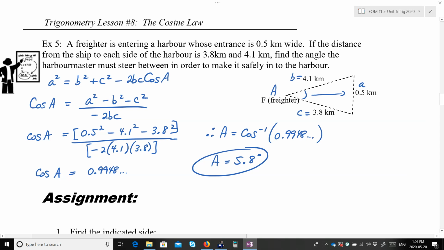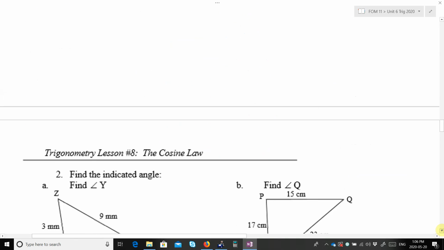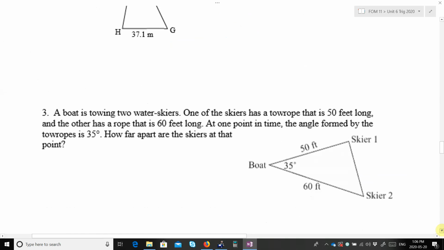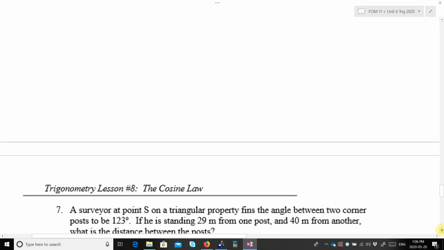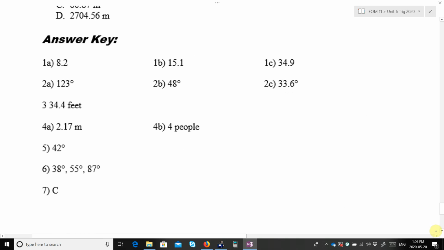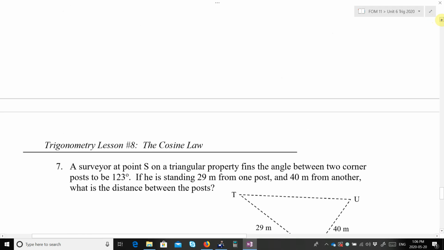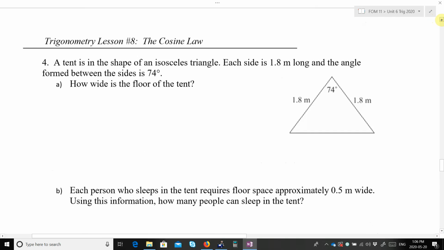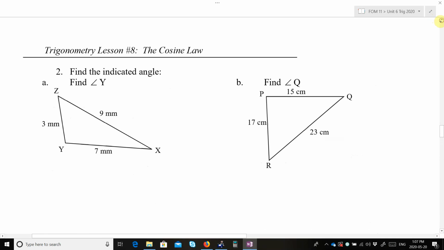Alright, there you go, everybody. That is Trig Lesson 8 on the cosine law. Here is the assignment. Okay, with an answer key at the end, I'm pretty sure. Yes, there's an answer key. And as usual, I will do a video answer key to show you the solutions to all of these questions, and I will send that later in the week.